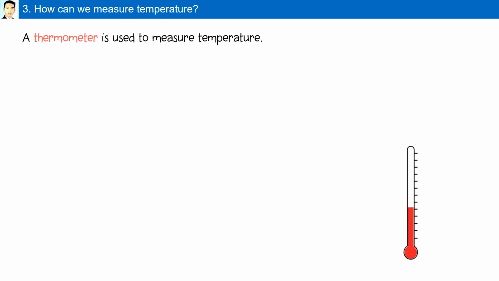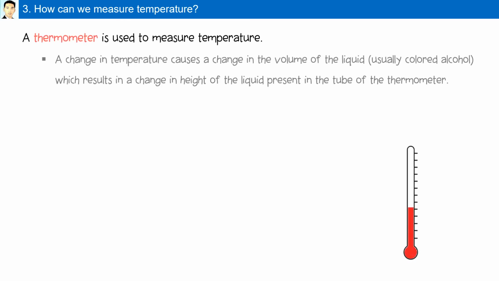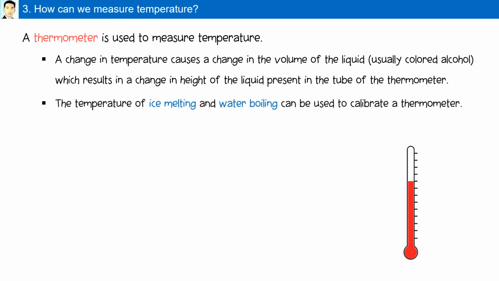How can we measure temperature? A thermometer is used to measure temperature. A change in temperature causes a change in volume of the liquid, usually colored alcohol, which results in a change in height of the liquid present in the tube of a thermometer. The temperature of ice melting and water boiling can be used to calibrate a thermometer.